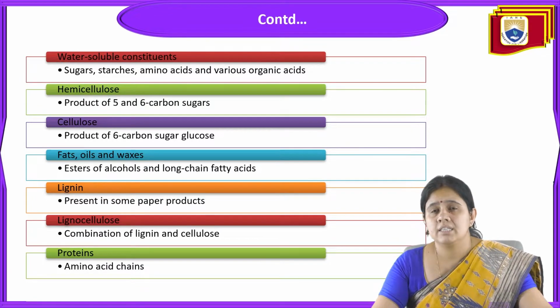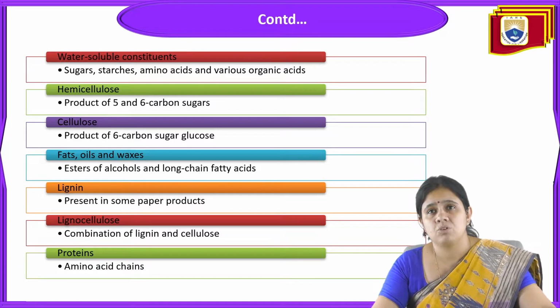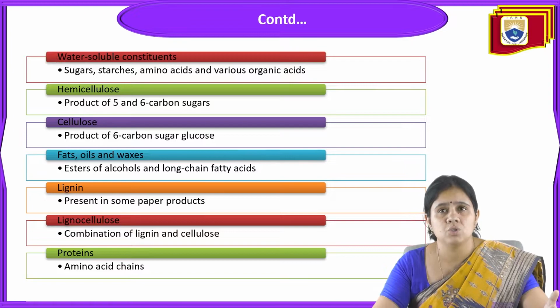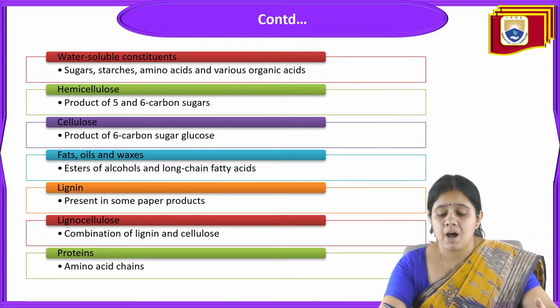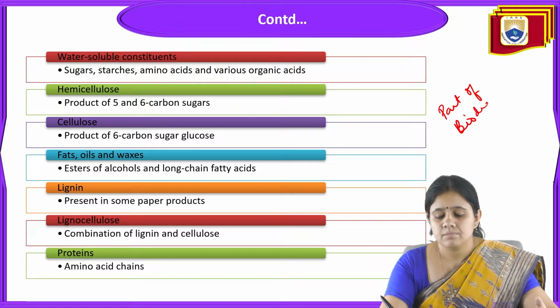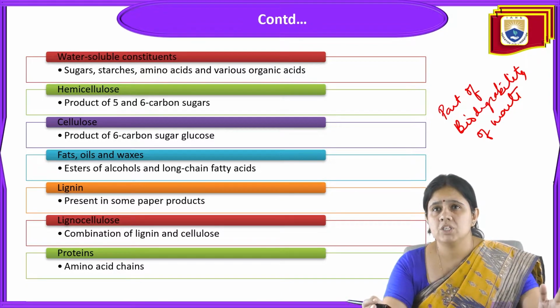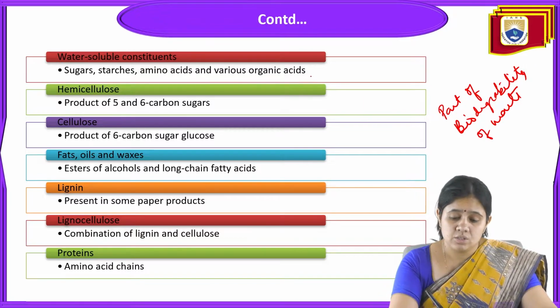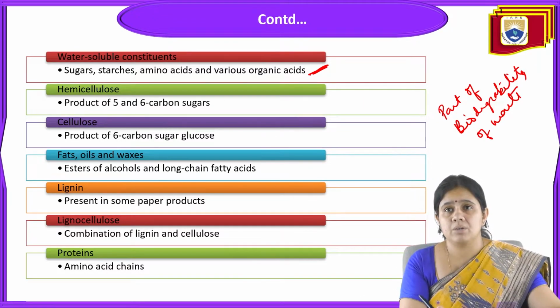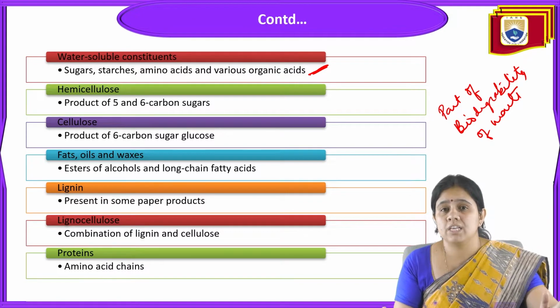First of all, in these biological characteristics, we are studying the water soluble compounds, those constituents that are water soluble. All these constituents are part of the biodegradability of the waste. So first is the water soluble constituents, meaning how much of the waste is water soluble. These are sugar, starch, amino acids and various organic acids, which are the water soluble components of this waste.